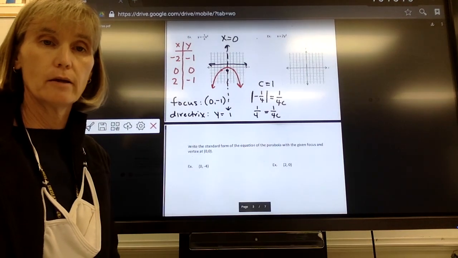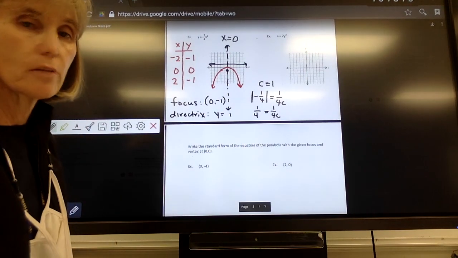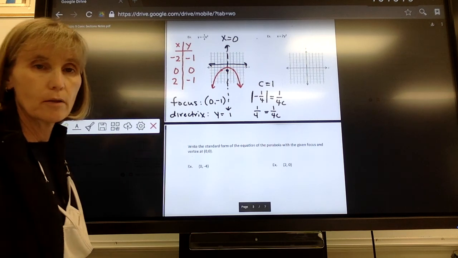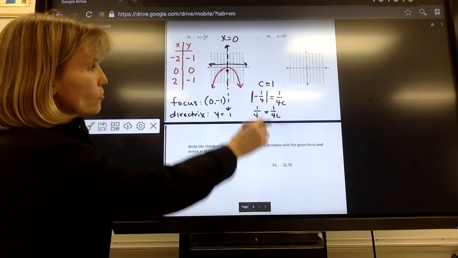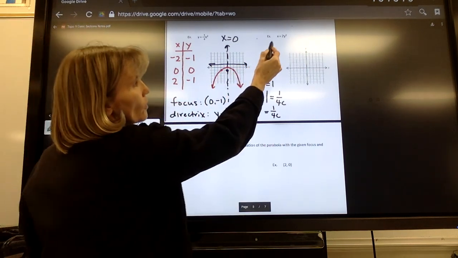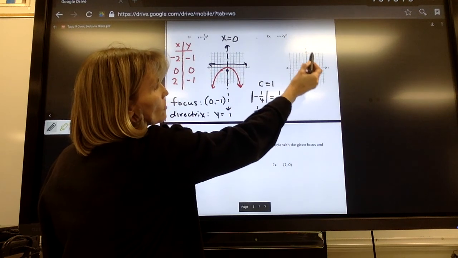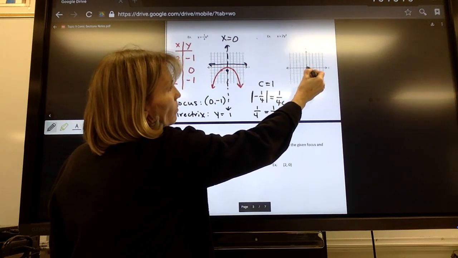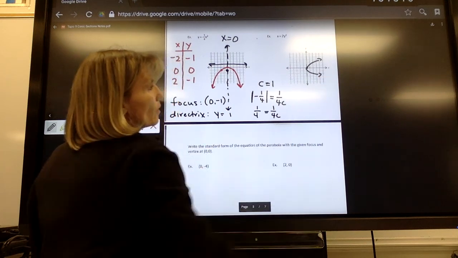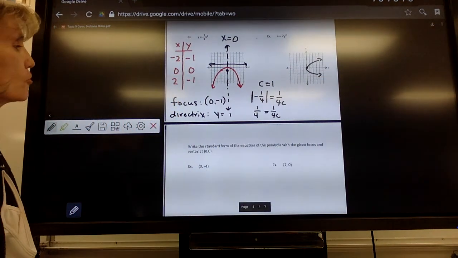Okay, so if you had any issues with that, make sure you join a Zoom or send me an email and we can talk about that. Okay, I didn't have room to do this one. I do know that since it's the y that's squared, it is going to open up to the right, so make sure that you do that.